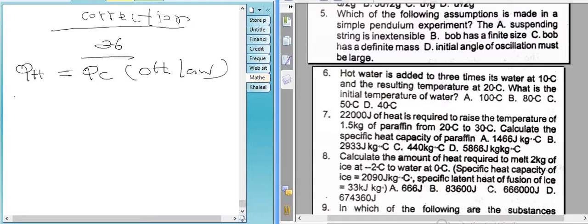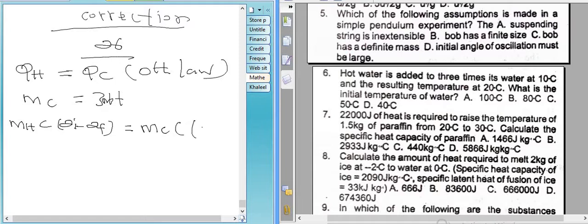Now I can substitute into the formula, but before that, from the information given, we know that the mass of cold water is 3 times the mass of hot water. So now here is mass of hot water times specific heat capacity times the change in temperature of hot water, which is initial temperature minus the final or equilibrium temperature, equal to the mass of cold water times specific heat capacity of water times the final temperature minus the temperature of cold water. Let's call it theta only.